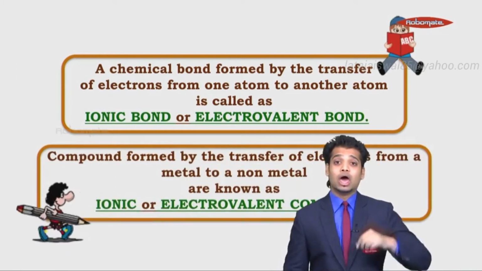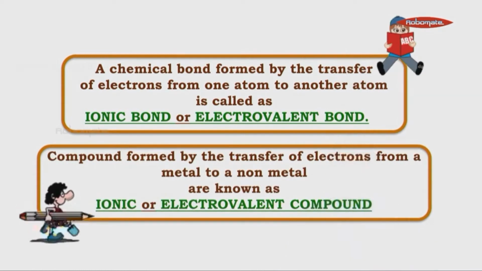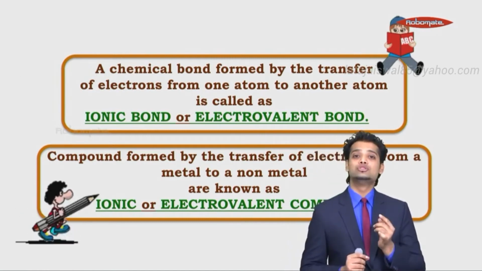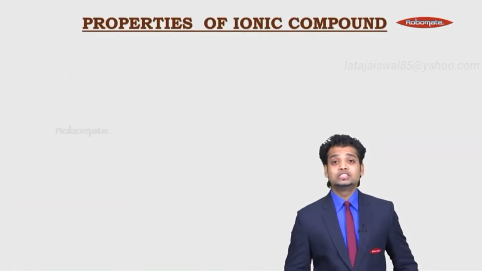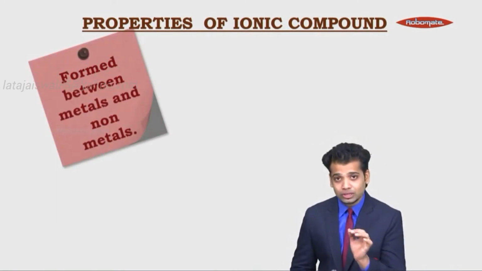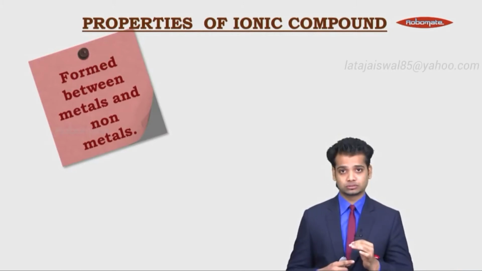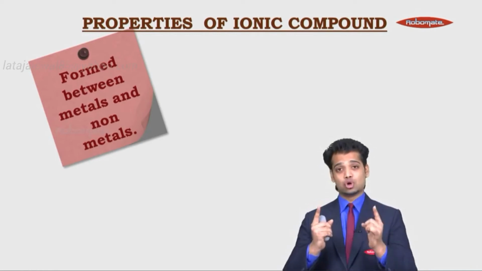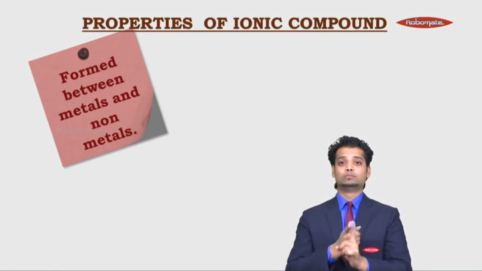Similarly, compounds formed by the transfer of electrons from a metal to a non-metal are known as ionic or electrovalent compounds. So remember, ionic compounds are only formed between a metal and a non-metal. Let's see what the properties of these ionic compounds are. The first property: they are formed between a metal and a non-metal. Usually these ionic compounds are salts. Metals and non-metals most of the time form salts.